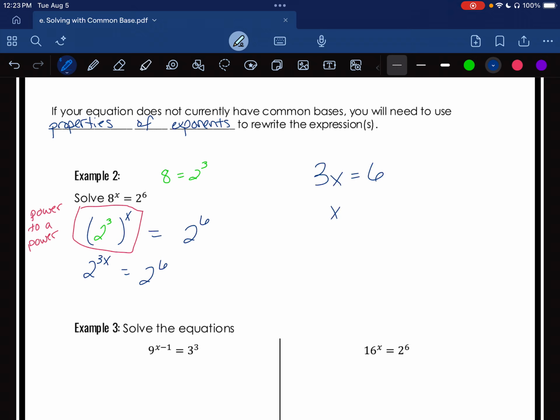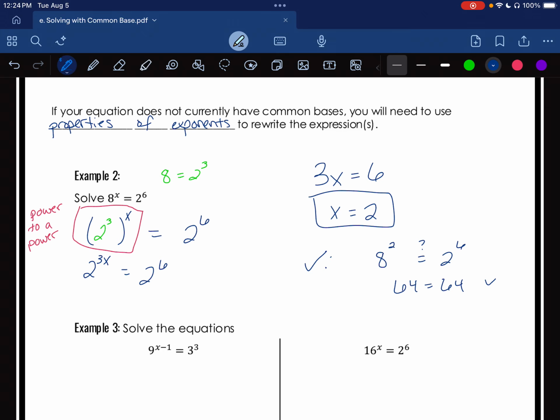Now make sure when we're checking our work here, we're going to plug it back all the way into the beginning. So we'll have 8 squared. I'm trying to see if that's equal to 2 to the 6th. So 8 squared is 64, and so is 2 to the 6th. So we know x is 2 is our solution.